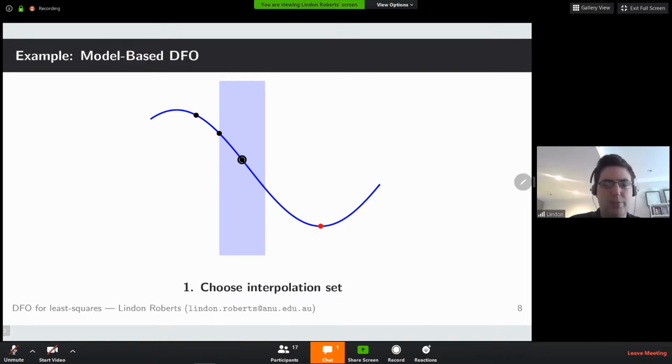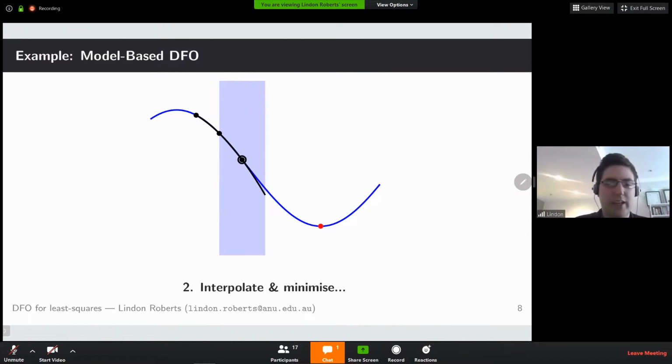So I've evaluated my function at 3 points in black. And that's because that's the number of points you need to fit a quadratic in one dimension. So I can fit my quadratic to those 3 points and I get this line in black, which is a fairly good approximation to the objective.